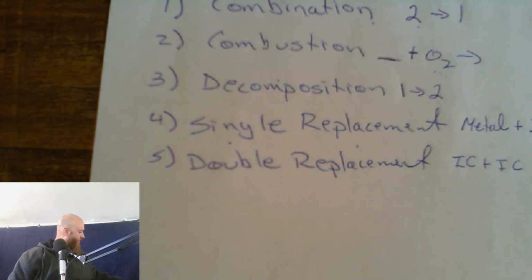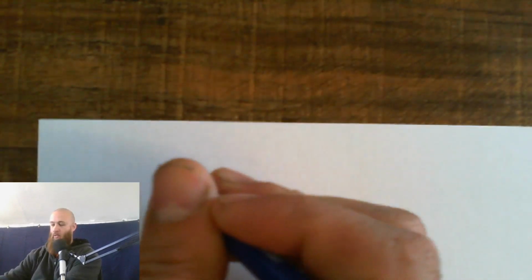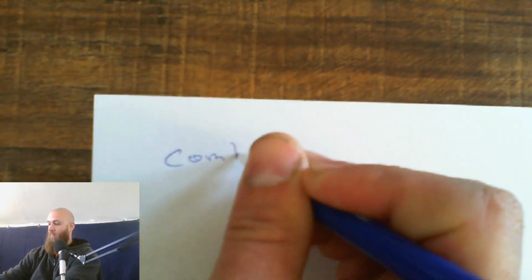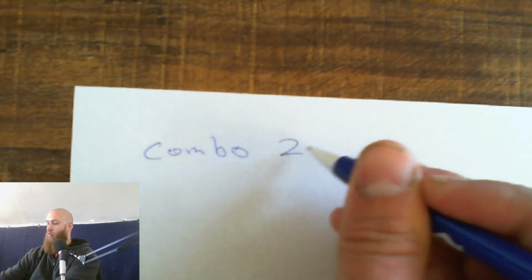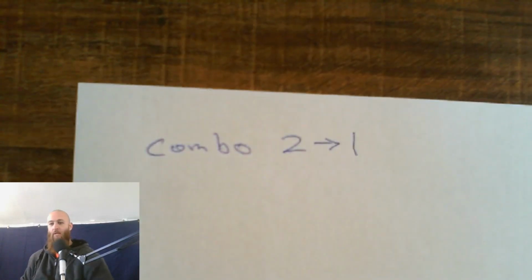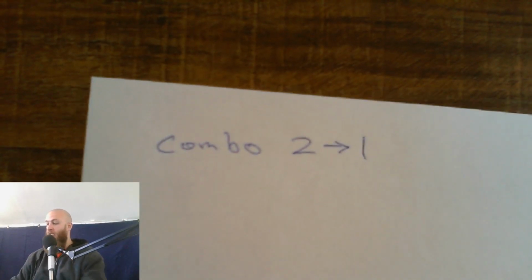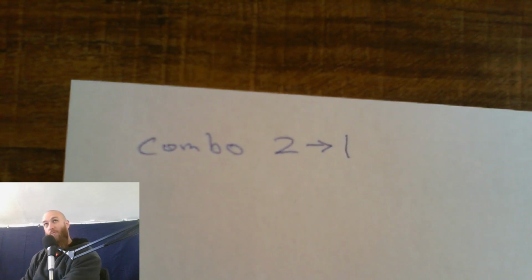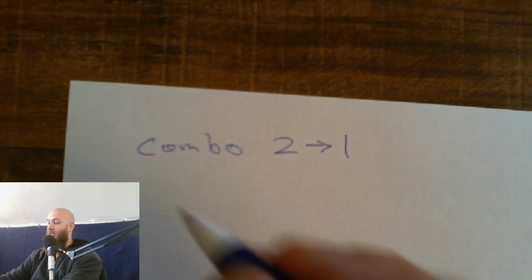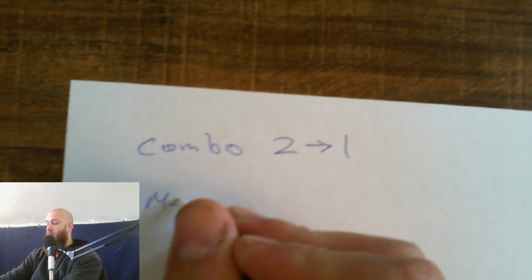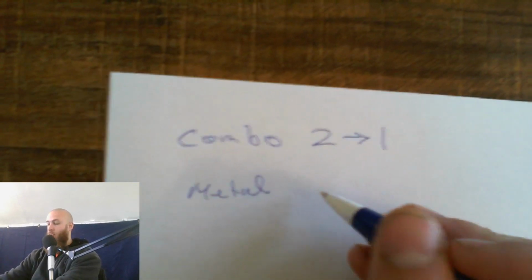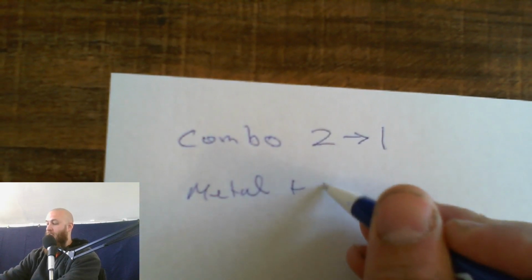Okay, and let's talk about combos. Let's talk about combos first. Okay, so a combo reaction, we said, is when 2 become 1, right? Now, a couple more details about that. For us, let's say 99 times out of 100, it's going to be a metal plus a diatomic.